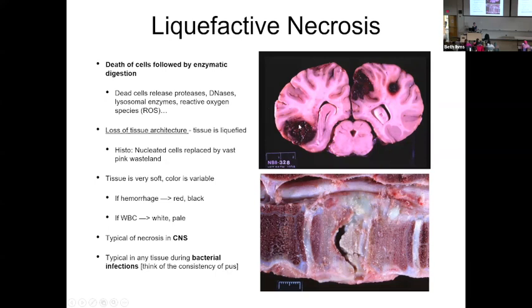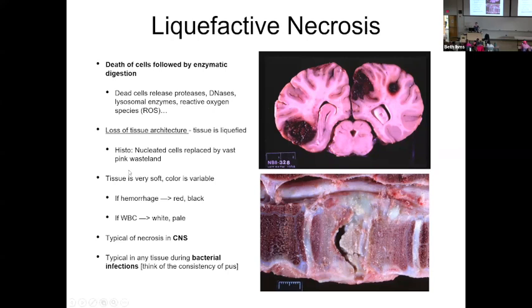So this brain that we looked at, this is liquefactive necrosis. In fact, liquefactive necrosis is the stereotypical form of necrosis in the brain. We also call it, I don't have captions today. We also call it malacia. M-A-L-A-C-I-A. It means softening. So when we have liquefactive necrosis in the brain, we call it malacia.